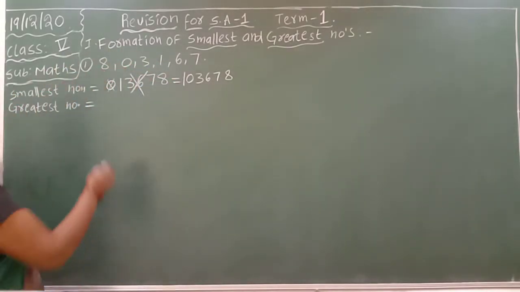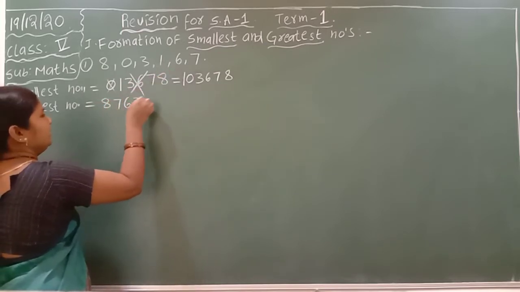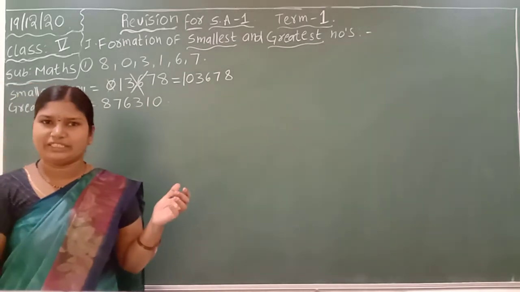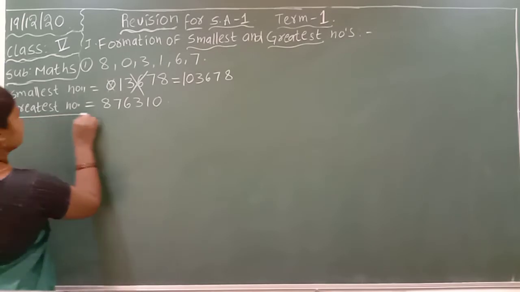And using the same numbers, write down the greatest number. First write down 8, 7, 6, 3, 1, 0. It is known as formation of smallest and greatest numbers.